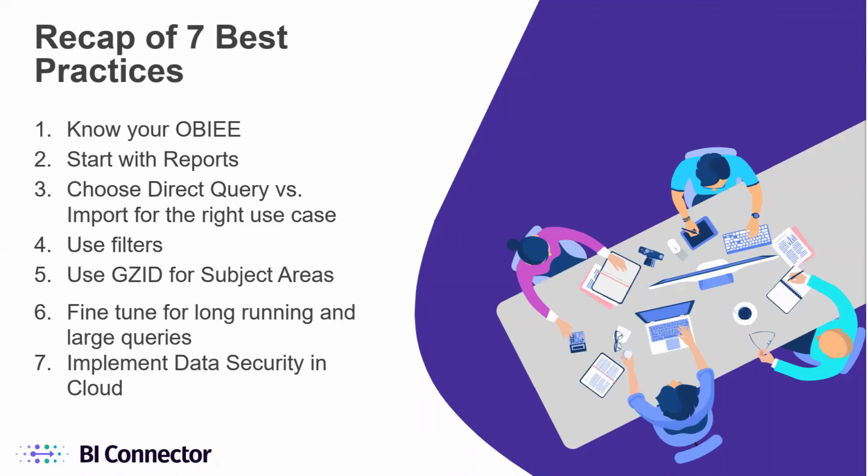Choose the right connection type, whether it is direct query or import, for the right use case. Always use filters to manage data volume. When connecting to subject areas, use GZID to create relationships between fact and dimension tables. If your query fails to return any data set, check your query timings and the data volume. Adjust the BI connector and OBIE parameters based on your requirement and the OBIE environment. Finally, when publishing OBIE data to the cloud, be sure to define the data security and governance model just like any other Power BI data set.